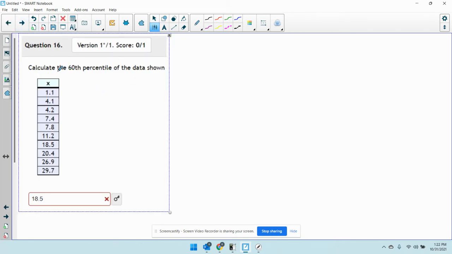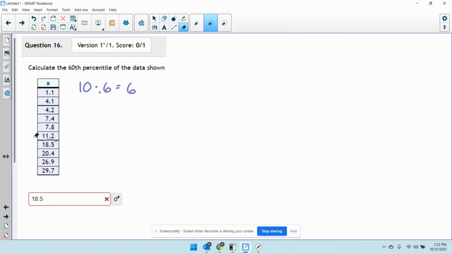All right, the second one says calculate the 60th percentile of the data shown. Whenever you're given a problem like this, the first thing you want to do is figure out the place value or the locator for the 60th percentile. So I have 1, 2, 3, 4, 5, 6, 7, 8, 9, 10 values. And I want to find the 60th percentile. So I'm going to multiply that by 60% or 0.6. And obviously I get 6. So it would lead one to believe that the sixth value, 1, 2, 3, 4, 5, 6, would be the 60th percentile.